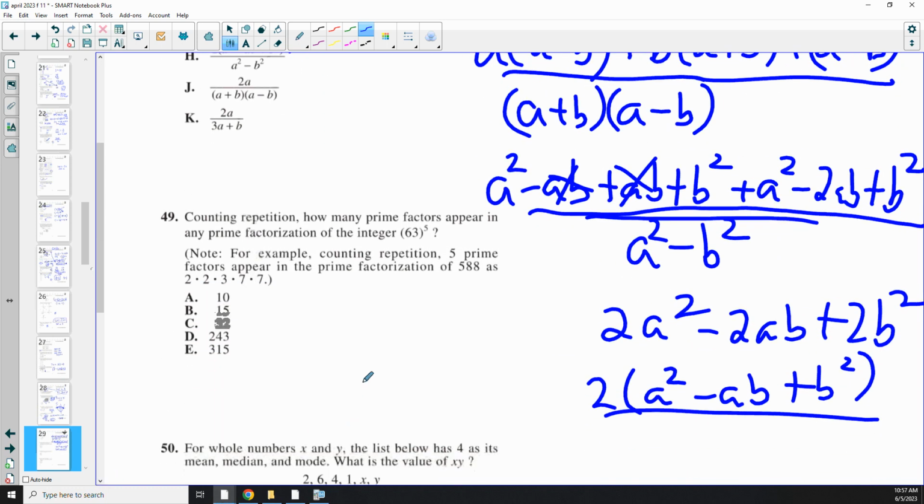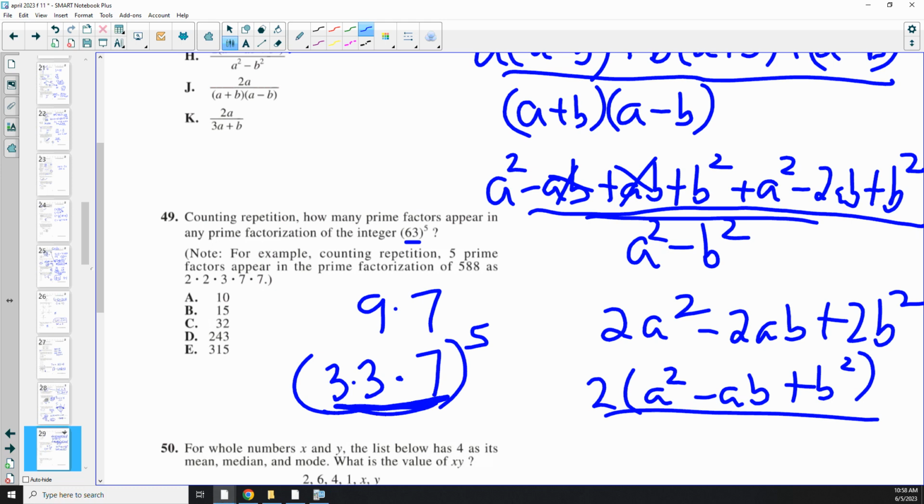So what's this? The prime factorization of 63, counting repetition. So 63 would be 9 times 7, and 9 would be 3 times 3, so 3 times 3 times 7, and that's to the 5th power. So to me, it looks like there are 3 factors listed 5 times, so the answer is 15, choice B.